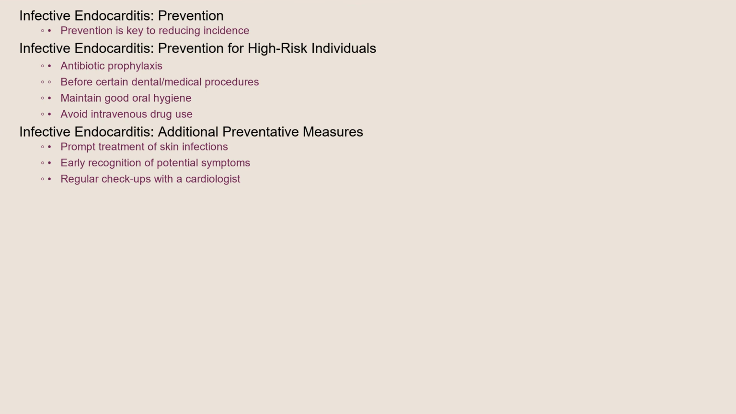Prevention is key to reducing the incidence of infective endocarditis. For individuals at high risk, such as those with prosthetic valves or a history of endocarditis, antibiotic prophylaxis is recommended before certain dental or medical procedures that may introduce bacteria into the bloodstream. Maintaining good oral hygiene is also crucial, as is avoiding intravenous drug use. Prompt treatment of skin infections and early recognition of potential symptoms are also important preventative measures. Regular check-ups with a cardiologist can help identify and manage underlying heart conditions that increase the risk.